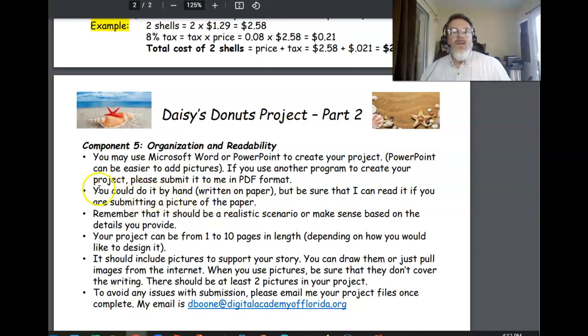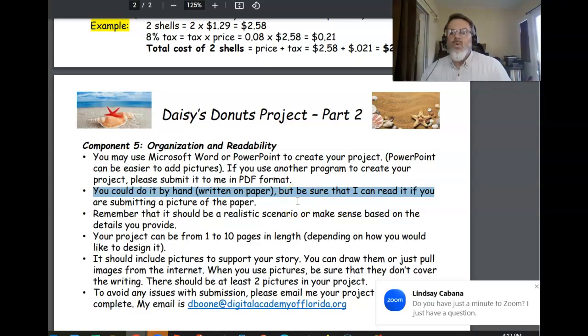All right. You can do it by hand if you really want to on paper, but just be sure that I can read it when you take a picture of it. Sometimes students do things on paper and they send me a picture and I can't read what they have on the paper. Okay, so make sure I can read it.